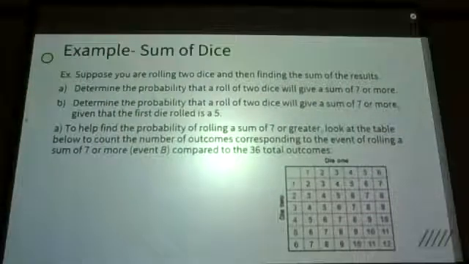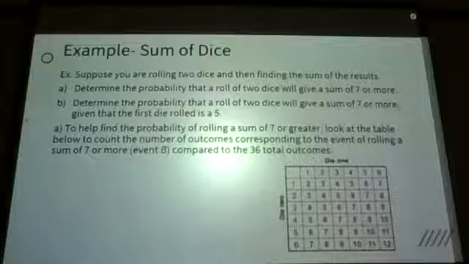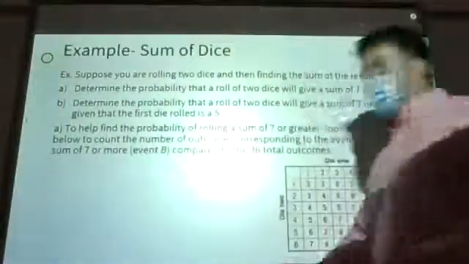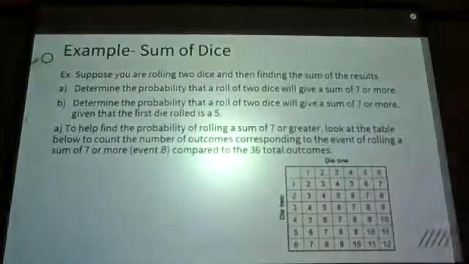So for the first part of the question, it says, what's the probability that we roll 2 dice and we get a sum of 7 or more? So let's just do the first one there. And I should probably explain how to use this table because I feel like I didn't actually explain it in the lesson, in the video.